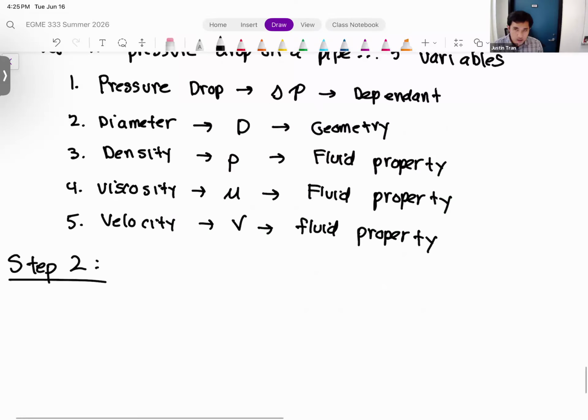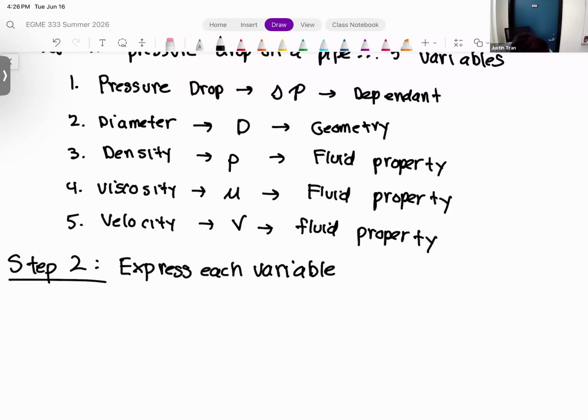Once you have your list of variables, and like we have here for a pressure drop, these are our 5 variables, step 2 is to express the dimensions, the raw dimensions, of each of your variables.